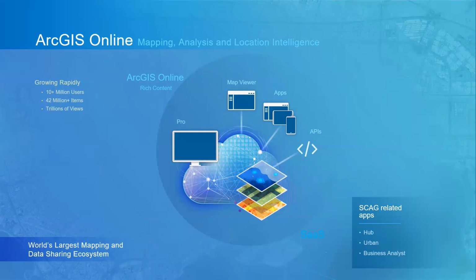For those of you who don't currently have ArcGIS Online accounts, you can also access it through SCAG's hub. We will have follow-up trainings for ArcGIS Urban and Hub, which sits on top of ArcGIS Online. That's why we are having this training for you so that you could be successful with using ArcGIS Urban and Hub for your planning workflows.